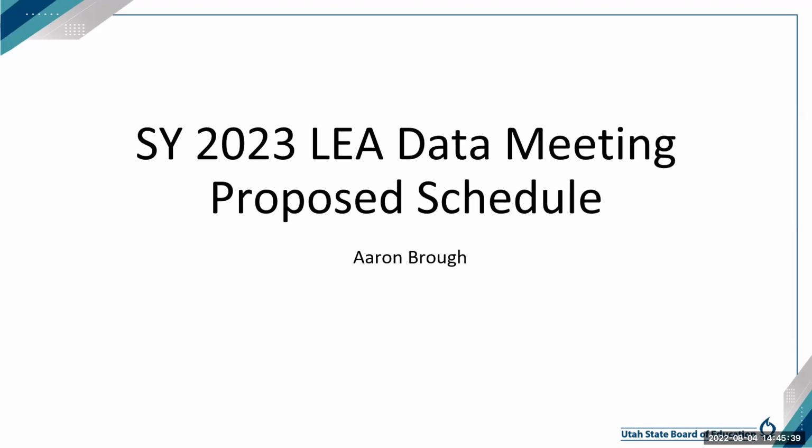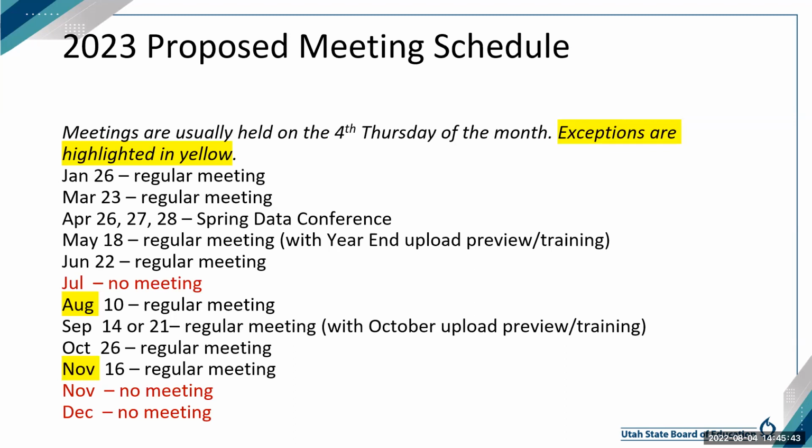Next slide. So as we talk about next year, we are scheduled through December. We have no meetings in December, and I have to pull those up. But what we're looking at for next year: January 26th, March 23rd, and April the 26th, 27th, 28th timeframe to do the data conference.